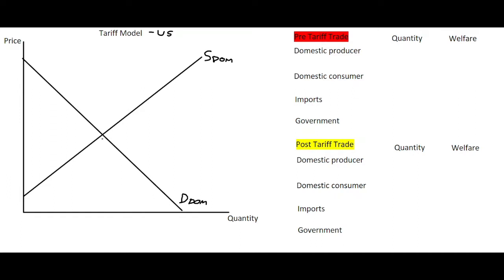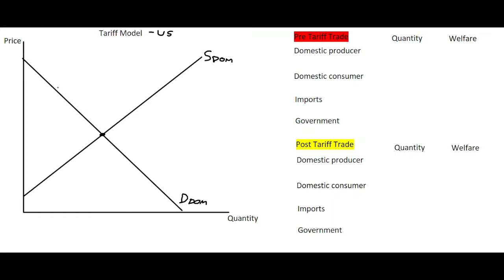Now, the equilibrium point between supply and demand will be in the center here. And what that would indicate is an equilibrium point where supply is equal to demand with no trade. So there's no trade in this model whatsoever.